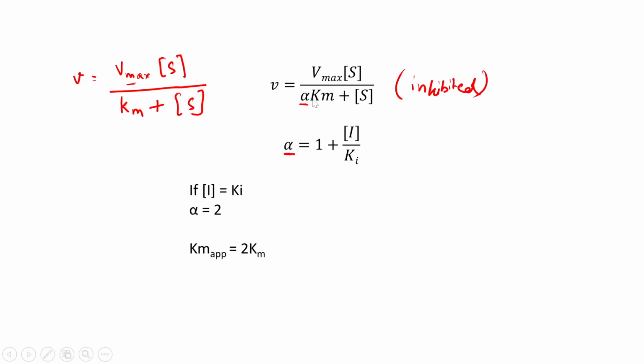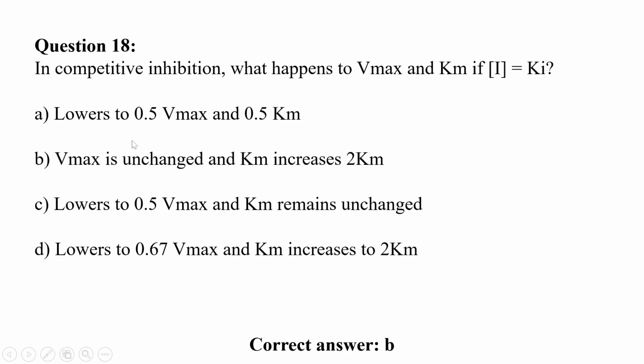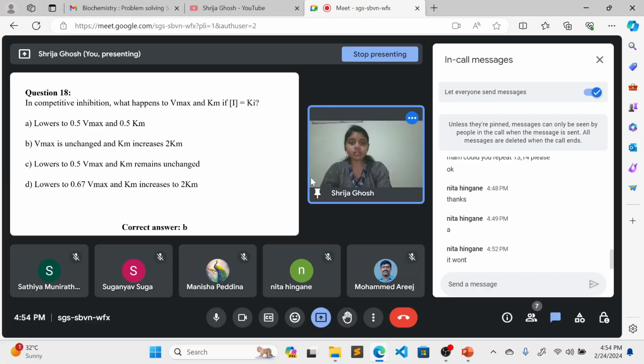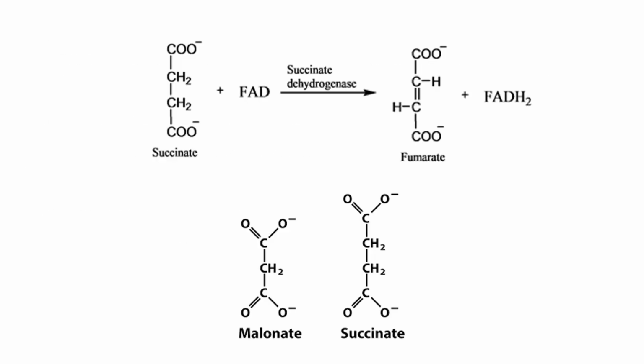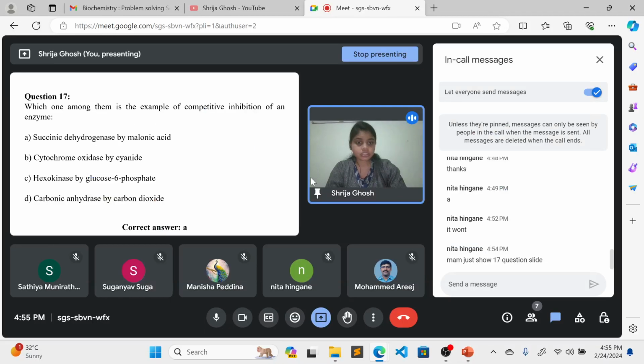So that means the new Km is 2 times the actual Km. The new Km, the inhibited Km, increases by 2 times. So Vmax won't change and Km will increase. Km will get double. Okay. So this is the question 17 slide.